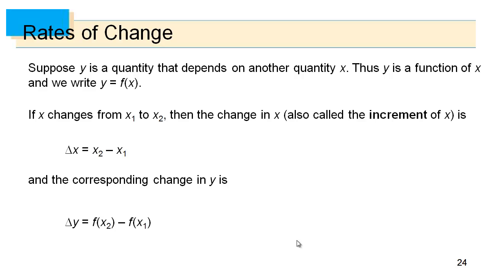Okay, rates of change. We've already seen how rates of change are related to slopes, and they're thus related to tangent lines. Suppose y is a quantity that depends on another quantity x. So y is a function of x as we're normally used to. y equals f of x. We know that if x changes from x1 to x2, then the change in x, which is sometimes also called the increment of x, is written as just delta x. The delta always means change. So change in x just equals x2 minus x1. It's how much x has changed. And then of course the corresponding change in y is called delta y, right? It's just going to be f of x2 minus f of x1.